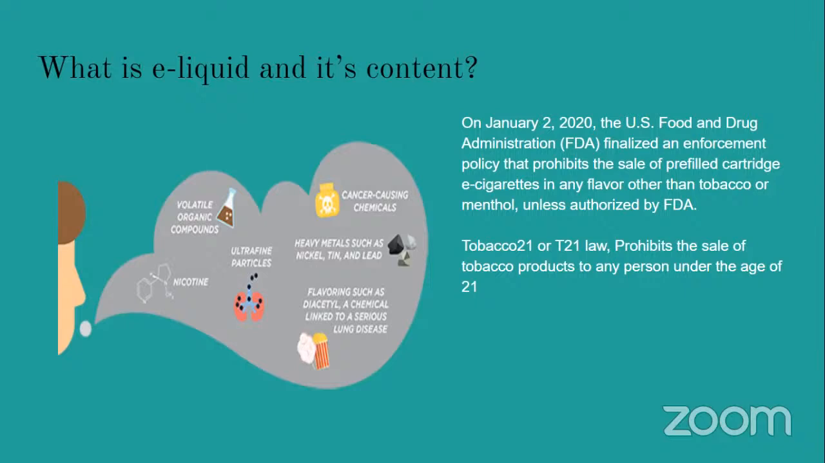Another law that has been pushed is the Tobacco 21 or T21, which prohibits the sale of tobacco products to any person under the age of 21.